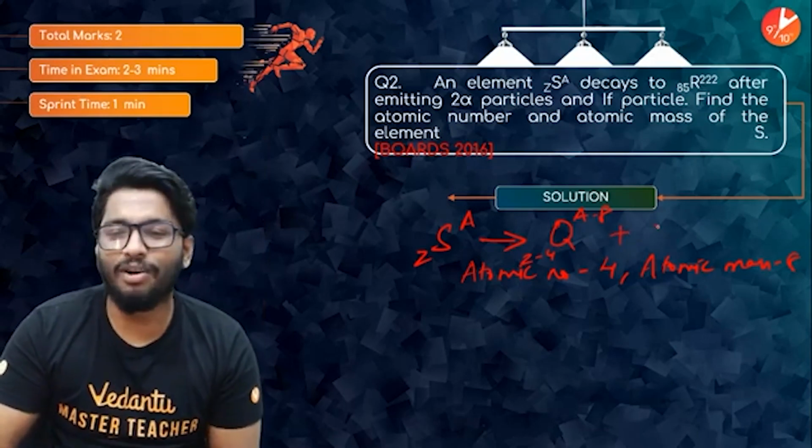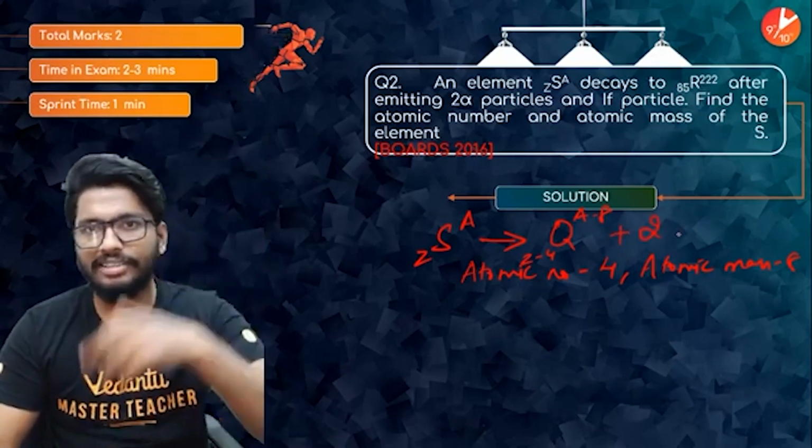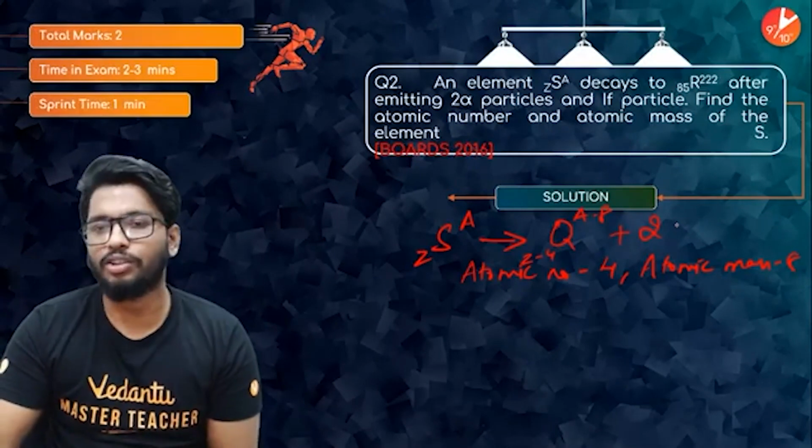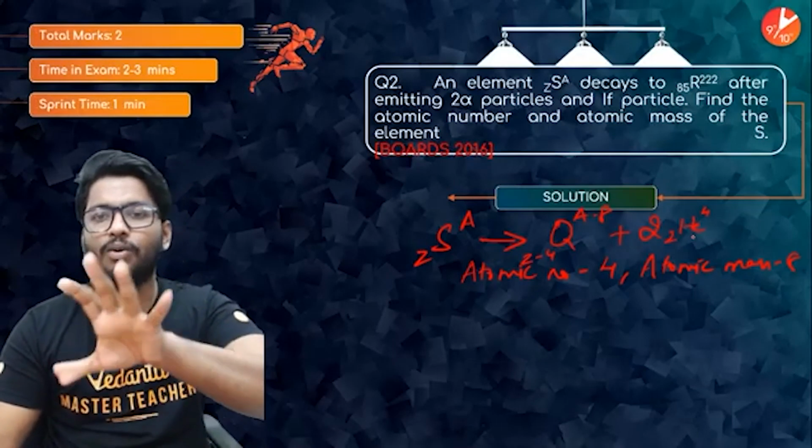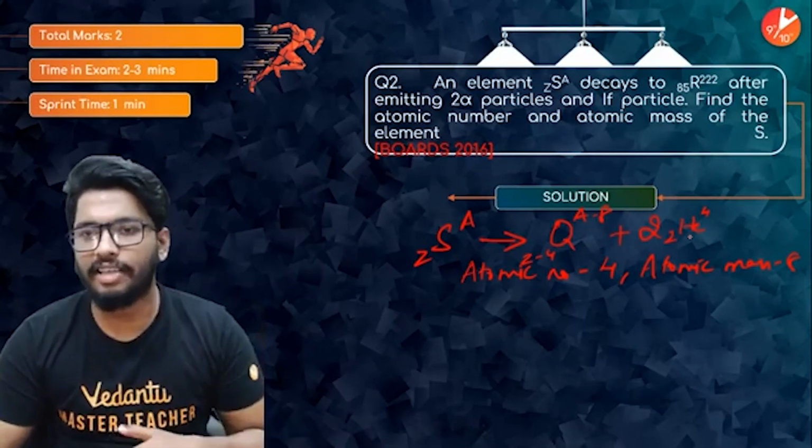So yeah, plus what? 2, because you're emitting 2 alpha particles. That will be 2 He 4. This is what you have, which is basically the alpha particles that are emitted.